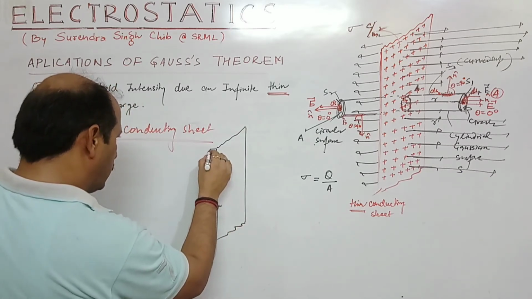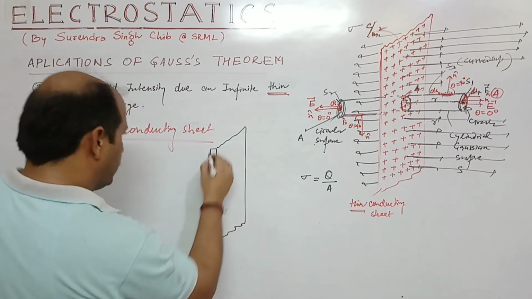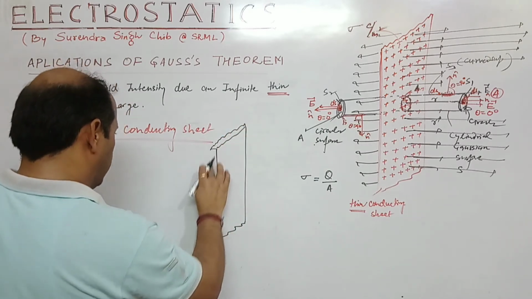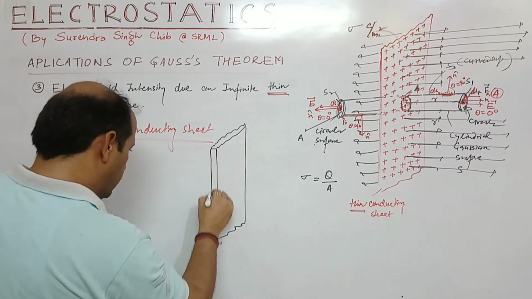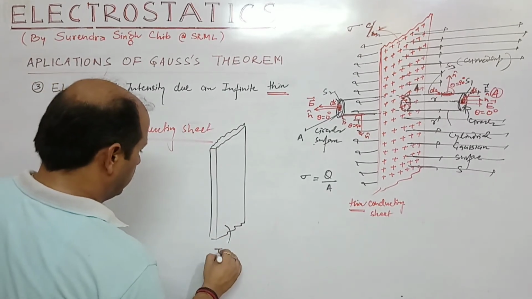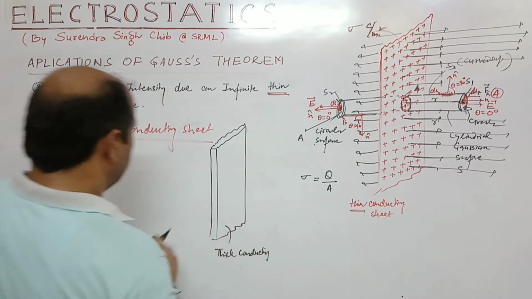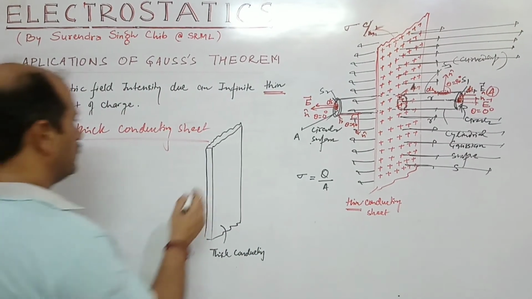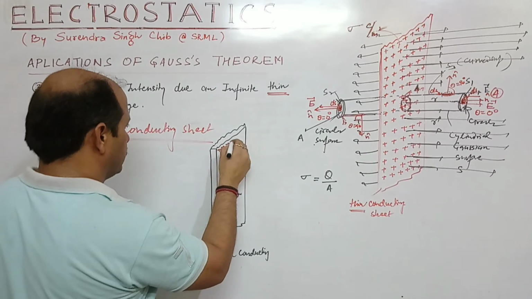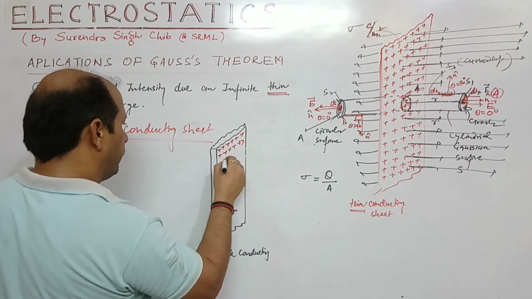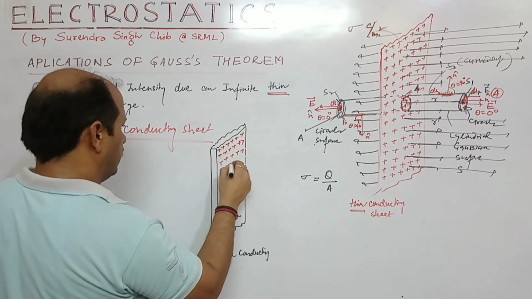ये ऐसे थोड़ा मोटी है. So this is thick, and it is conducting. So you will find on a conducting sheet the charge only resides over its surface. The charge इसके surface पे ही रहेगा, इस side भी और उस side भी रहेगा.